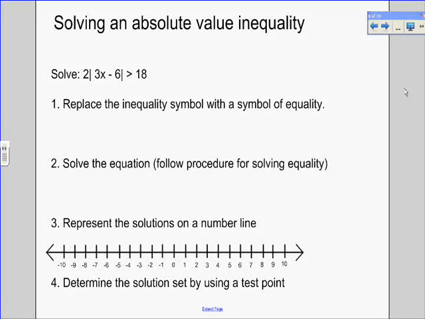Our next step, now that we understand how to solve an equality, is to figure out how to solve an absolute value inequality. So I've given you a guideline here, and we're going to go through this question: 2 times the absolute value of 3x minus 6 is greater than 18. The first thing we're going to do is rewrite this, but with an equal sign. So like this.